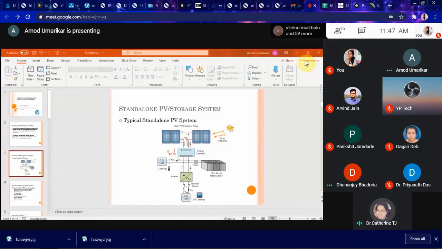Yeah, it is full screen only, but yeah, okay. Your screen we can see as full screen. Okay, okay, sir. Fine. Thank you, sir.